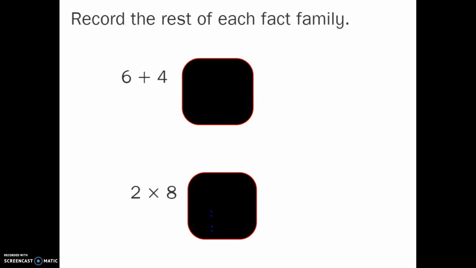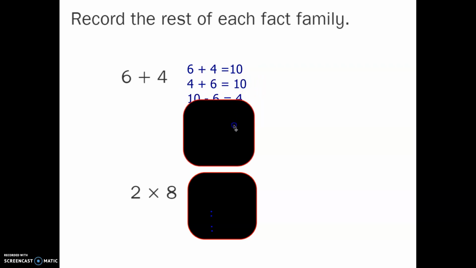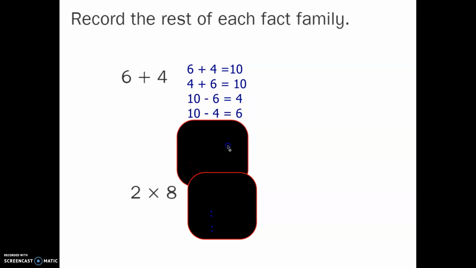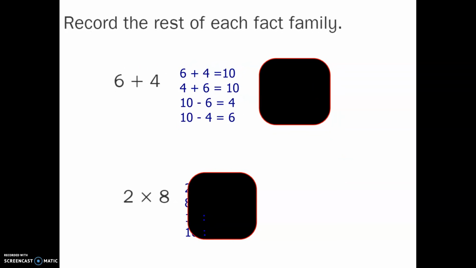And your task is to record the rest of each fact family. So for example, 6 plus 4. The other problems for that fact family would be, well, 6 plus 4 equals 10, 4 plus 6 equals 10, 10 minus 6 equals 4, 10 minus 4 equals 6. So when you have a problem that has a plus sign, then the problems in your fact family, you are going to have 2 addition facts and 2 subtraction facts.